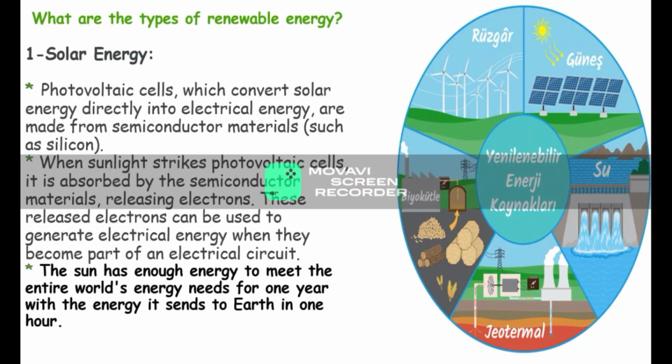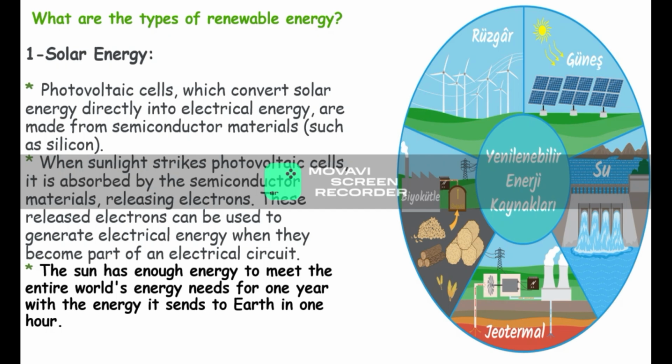What are the types of renewable energy? First, we got solar energy. Let's read the description. Photovoltaic cells, which convert solar energy directly into electrical energy, are made from semiconductor materials such as silicon, as you might have already known. When sunlight strikes photovoltaic cells, it is absorbed by the semiconductor materials, releasing electrons. These released electrons can be used to generate electrical energy when they become part of an electrical circuit.